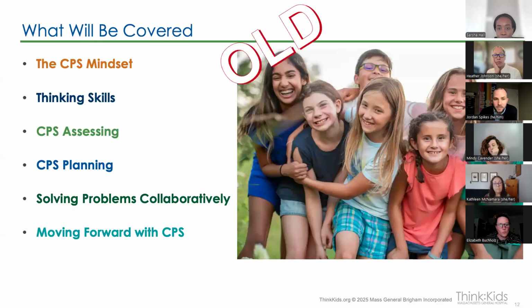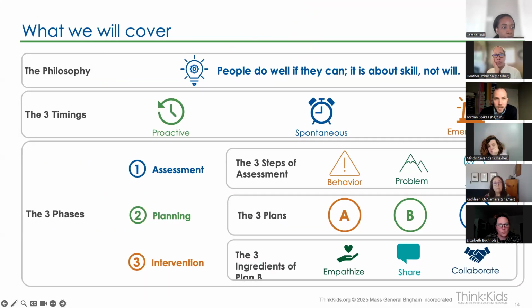So this replaces this version at the beginning. So it has all the different things and everything broken down. Our marketing director, the person who's responsible for our visuals and our branding, had the really cool idea of separating it all into threes, because everything we do is essentially in threes. So we've got 3 sections: philosophy, 3 timings, 3 phases. Within the 3 timings, we've got 3 options. Within the 3 phases, we have the 3 steps of assessment, we have the 3 plans, and we have the 3 ingredients of plan B.